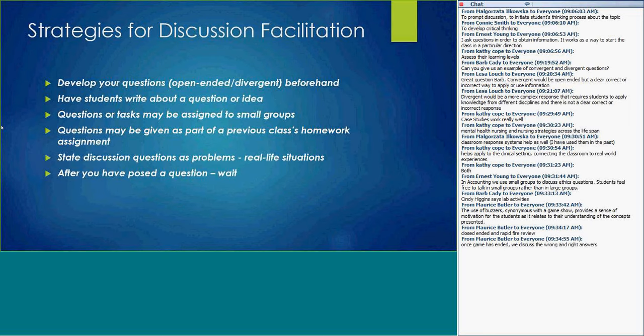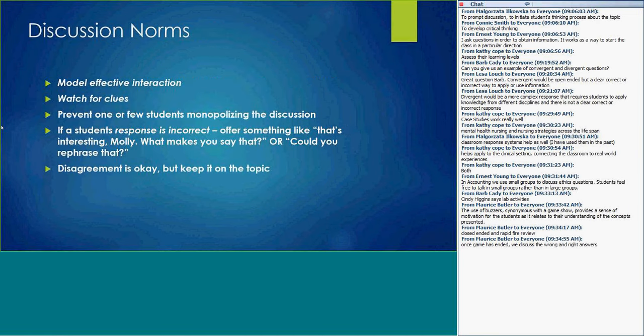Okay. And then, what are some strategies for discussion facilitation? We also want to think about some norms that we have. I always encourage instructors, when you are trying to develop a classroom environment in which students feel really supported and safe, to discuss norms with them, not just expectations, but behavioral expectations. So these are some norms for instructors to follow to help develop that safe, comfortable learning environment. First of all, model. Instructors need to model the behavior that they want from their students.